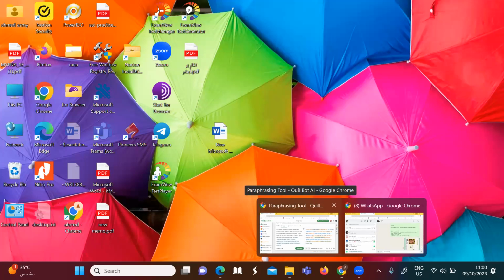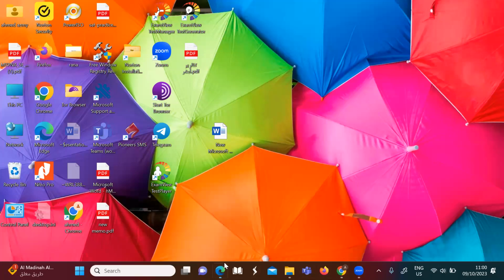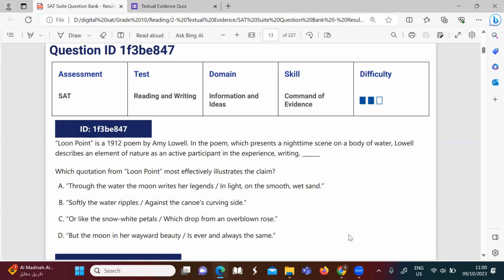Okay, this is a revision of the textual evidence quiz of last week. I think my screen is shared. I need to show the question. Of course, credits to College Board for the material.